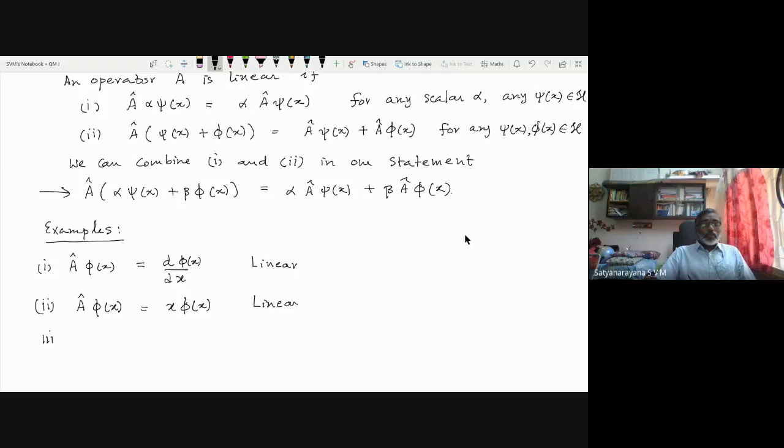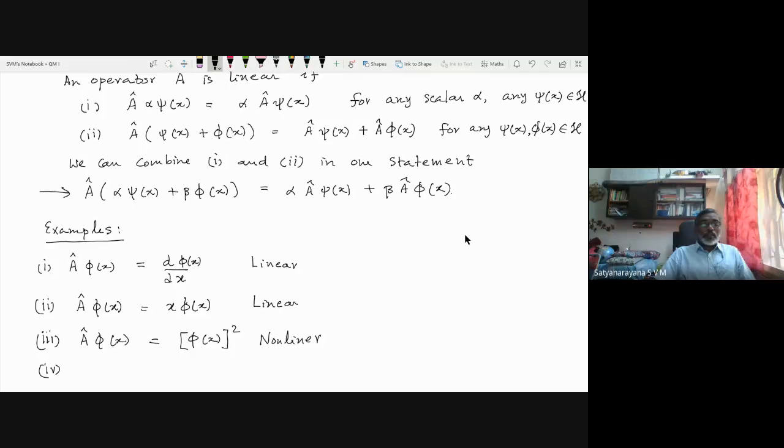Now let's look at an example where A phi of x is equal to phi of x squared. That is, you are squaring that function. If I take 2x, I'll get 4x squared, and so on. Now you notice that this is not linear. So this is a non-linear operator, because if you take alpha phi of x, I will not get alpha out, but I'll get alpha squared out. Okay, so this is a non-linear operator.